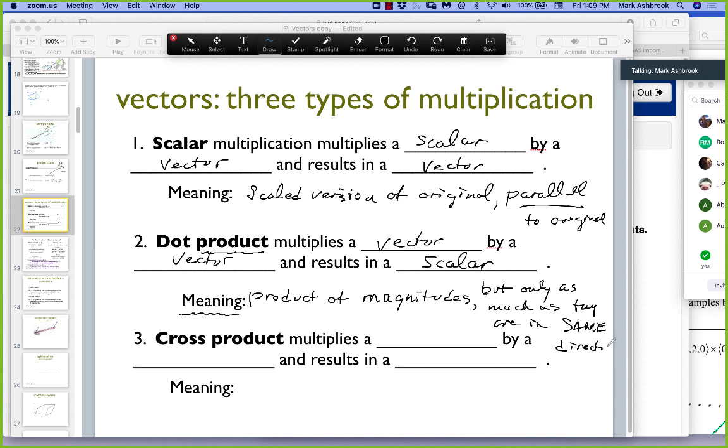Okay, finally, cross product multiplies, and somebody new multiplies a what by a what and results in a what? A vector by a vector and results in a vector. Right. So this type of multiplication, you're multiplying two vectors together and you get a vector. It's orthogonal to both vectors. Okay, good. So one of the things you might have discovered is that the direction is orthogonal to both original vectors.